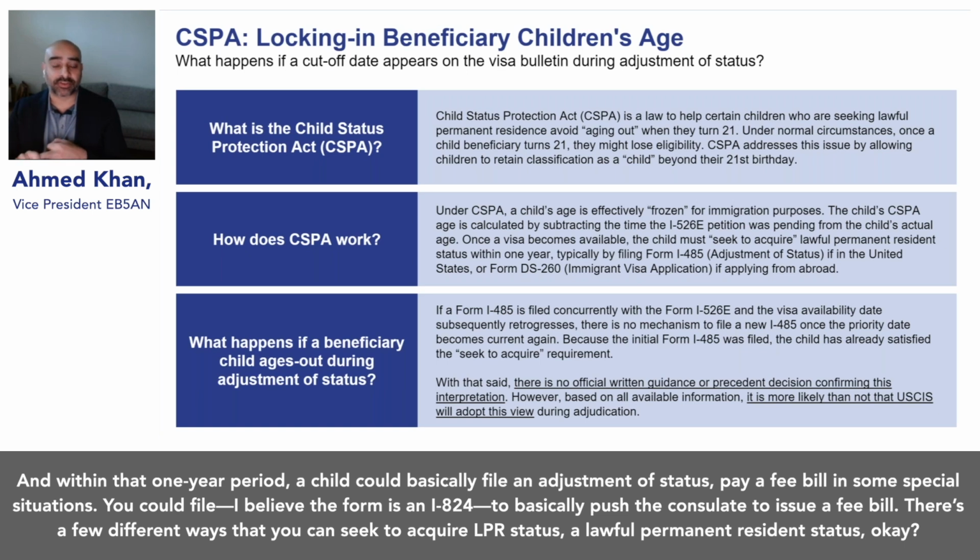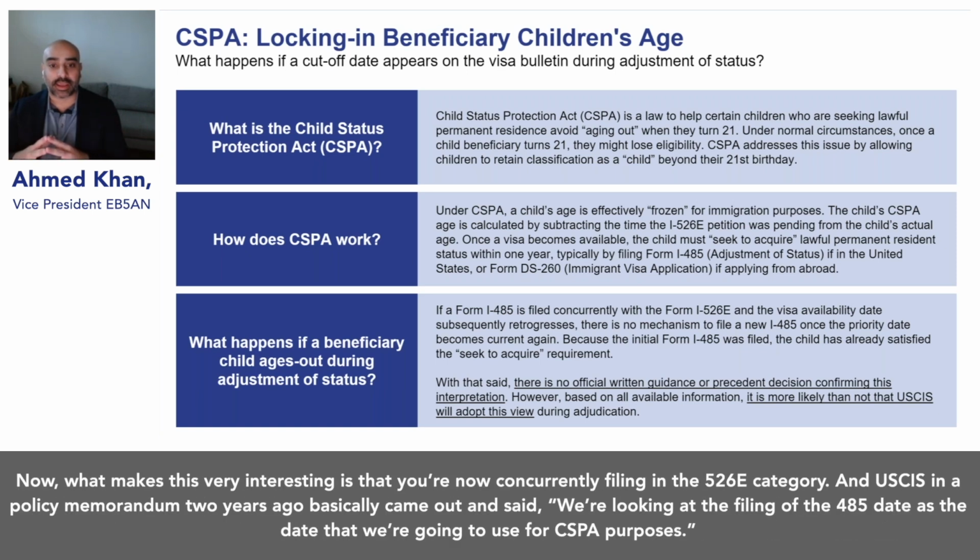In some special situations, you could file, I believe the form is an I-824, to push the consulate to issue a fee bill. There are a few different ways you can seek to acquire LPR status, lawful permanent resident status. Now, what makes this very interesting is that you're concurrently filing in the 526E category. And USCIS, in a policy memorandum two years ago, said that they're looking at the filing date of the 485 as the date they'll use for CSPA purposes.